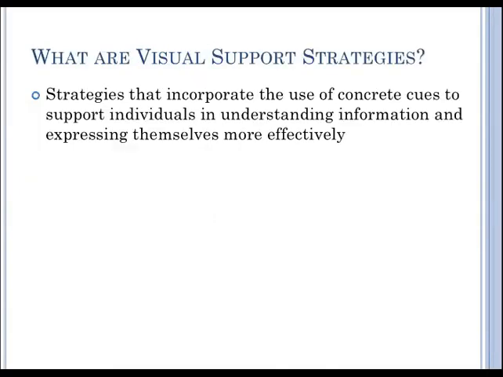Okay, so to begin then, we're going to talk a bit about visual support strategies in general. And I suspect that those of you working in the field already have some sense and perhaps some experience regarding visual support strategies. These are, generally speaking, strategies that use a variety of concrete cues to help individuals of a variety of different kinds of needs understand information and express themselves more effectively. So often we're talking about individuals with autism or other kinds of developmental or intellectual disabilities or complex communication needs who might be having some difficulty with this.